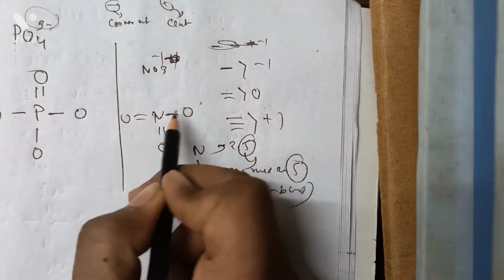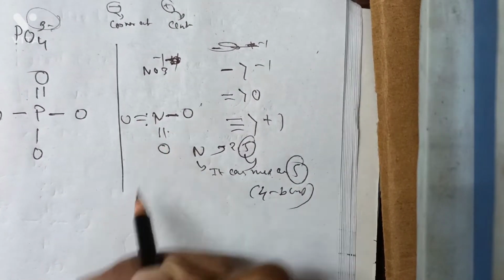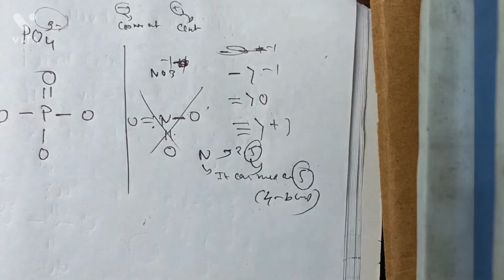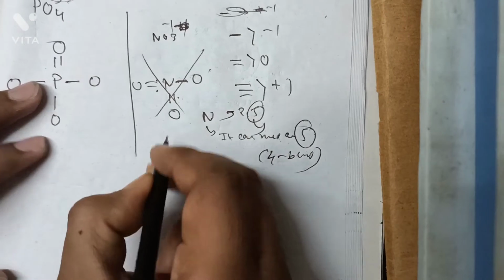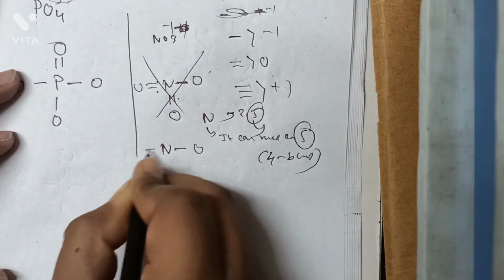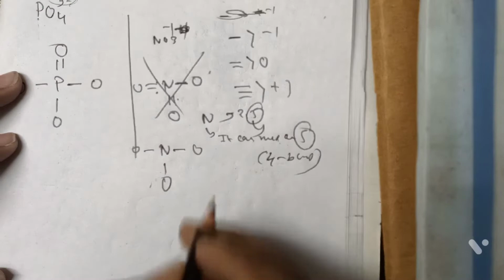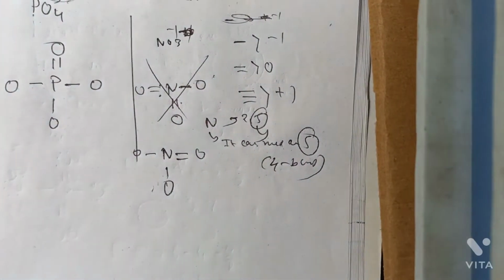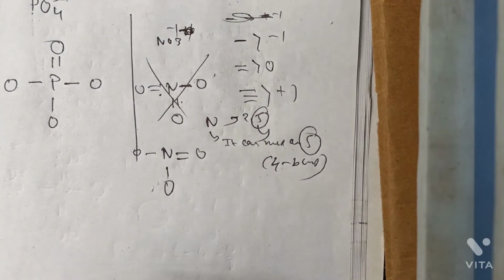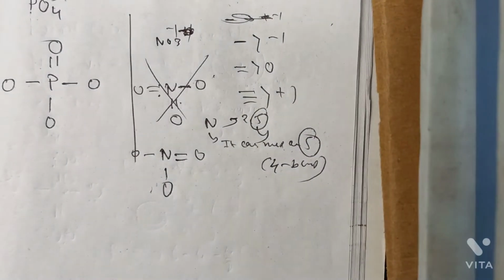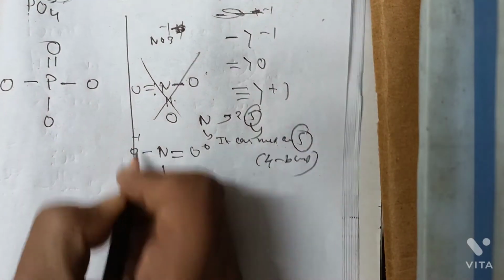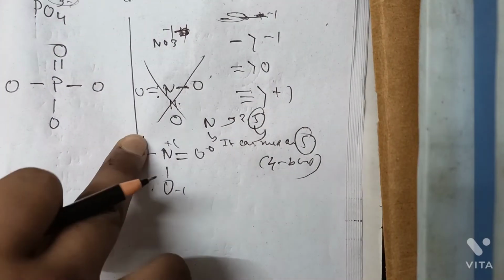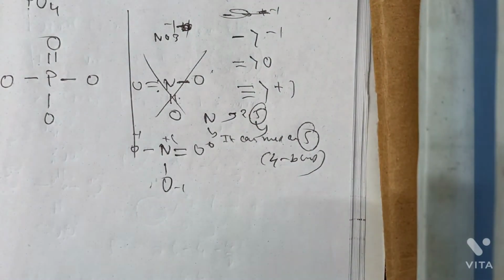So if you see 1, 2, 3, 4, 5, it makes 5 bonds. That is, in this structure nitrogen is pentavalent. It is not correct. It is false. The correct structure will be like this: oxygen, oxygen, oxygen, with one double bond and two single bonds. The correct structure for the nitrate ion is this. Here will be 0 charge, here -1, here -1, and here +1 charge. That is how the +1 compensates, and -1 will be the whole molecule's charge.